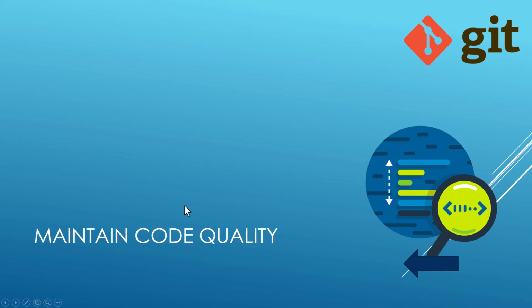Now, we will talk about how we can maintain code quality. By tracking changes and keeping a history of the code, version control makes it easier to identify bugs or issues and track down the cause of problems. Source versioning tools are not only helpful for collaboration, but they can also be used to maintain code quality. Here are some ways to maintain code quality using source versioning tools.